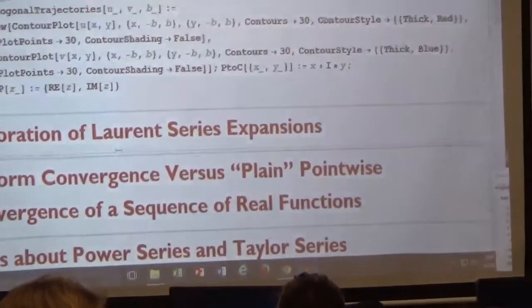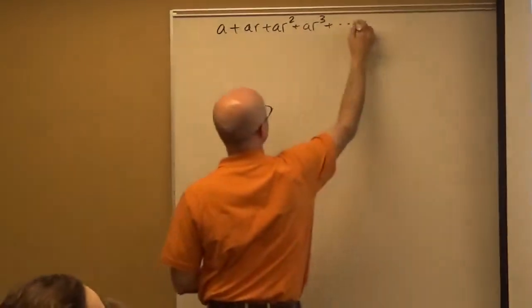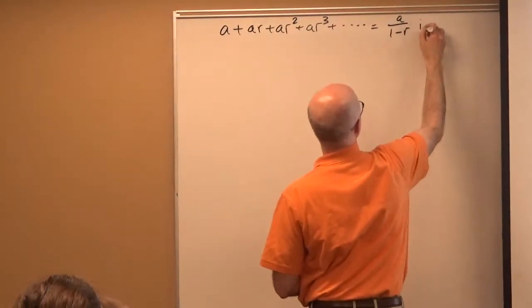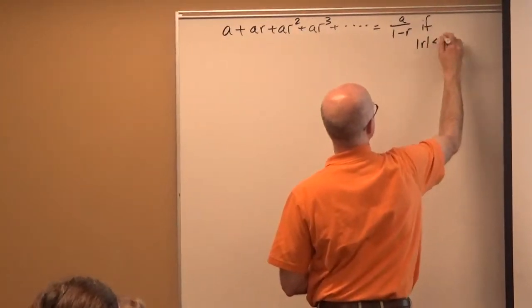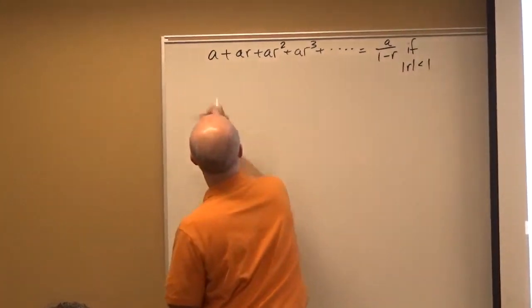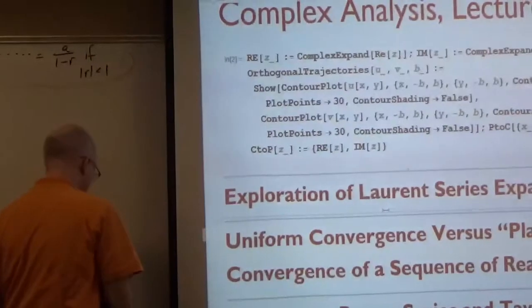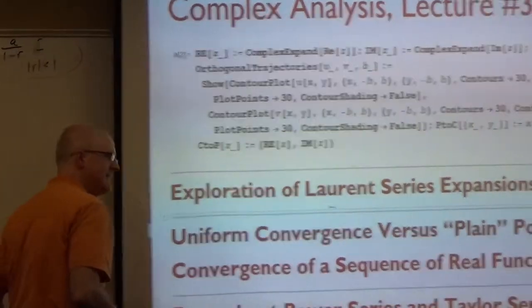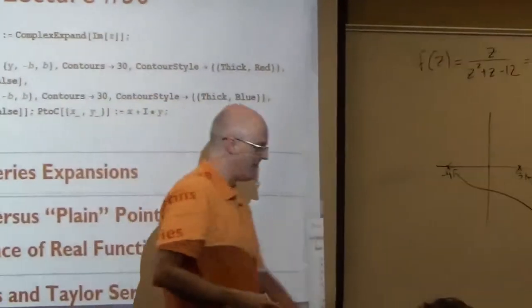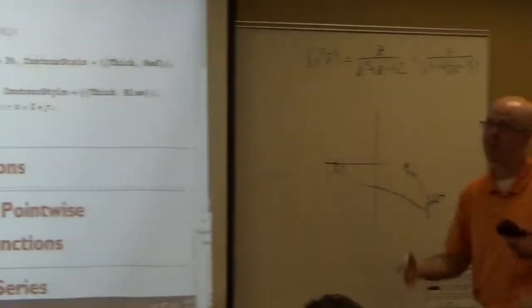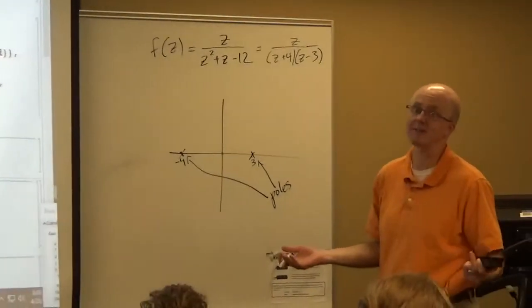A plus AR plus AR squared plus AR cubed, etc. converges to A over 1 minus R if the modulus of R is less than 1. We're going to make use of that a lot here, okay? After doing some tricky algebra, that takes a lot of practice to get good at. And I'm not really an expert at it. I need practice myself with it.